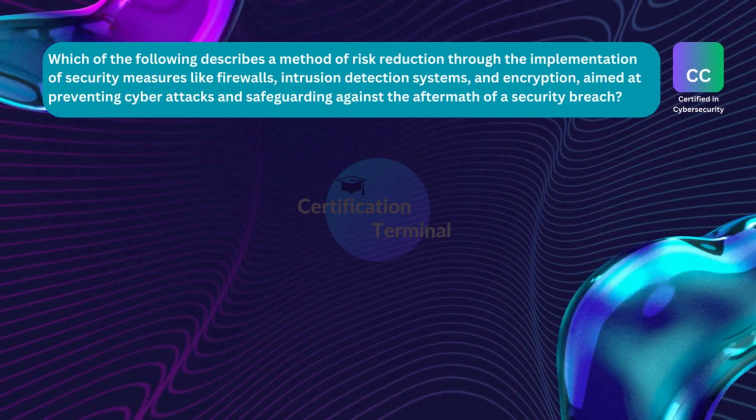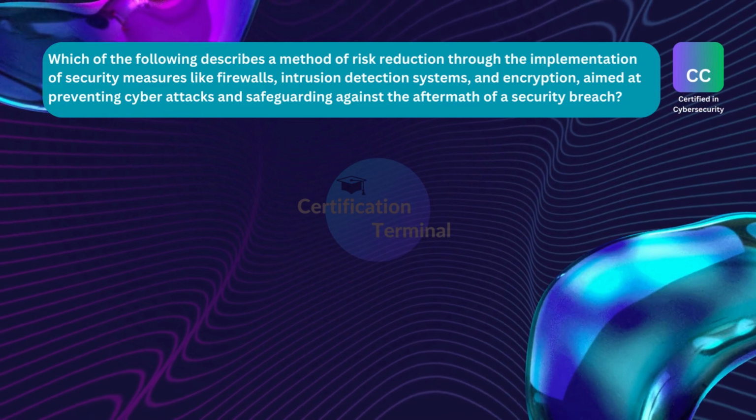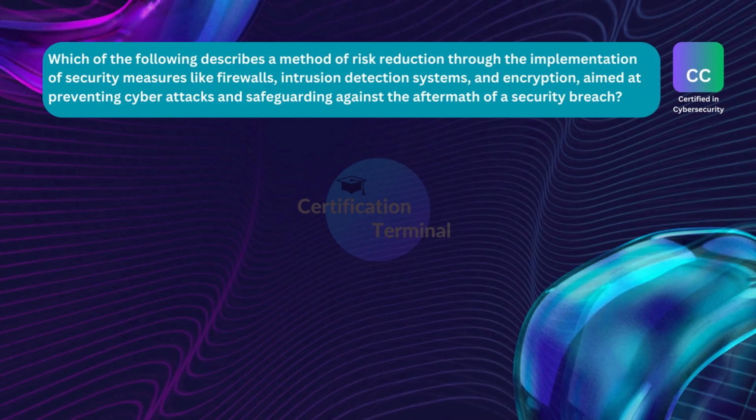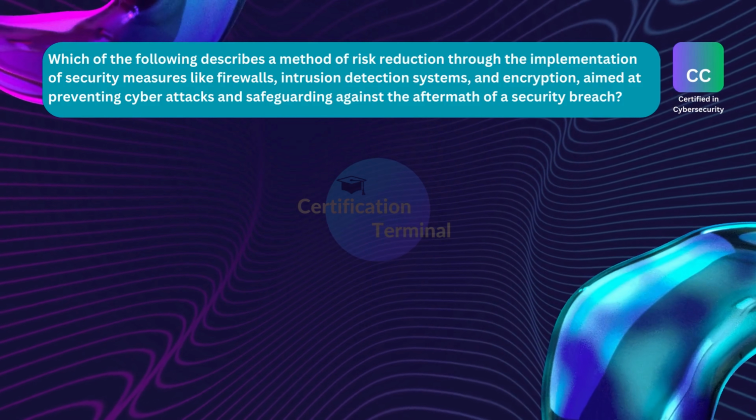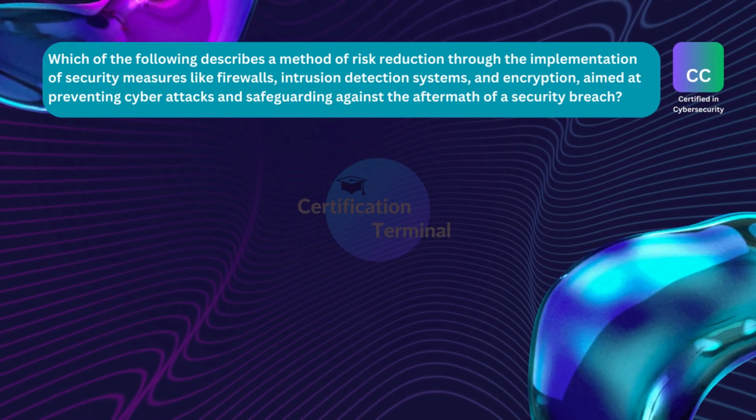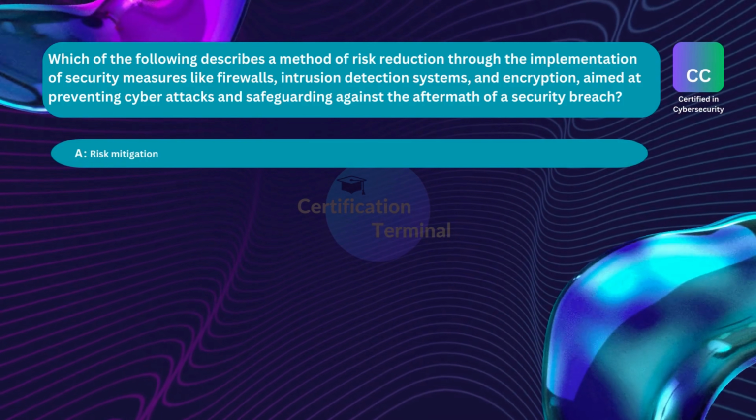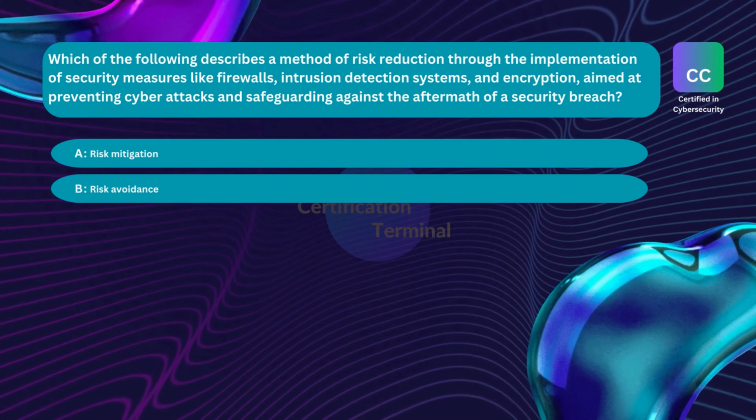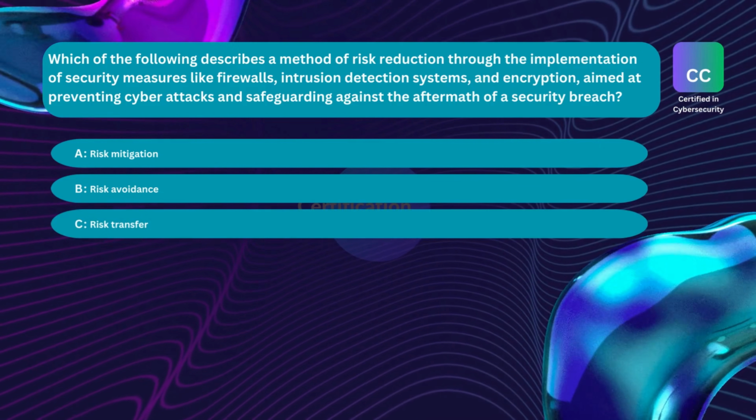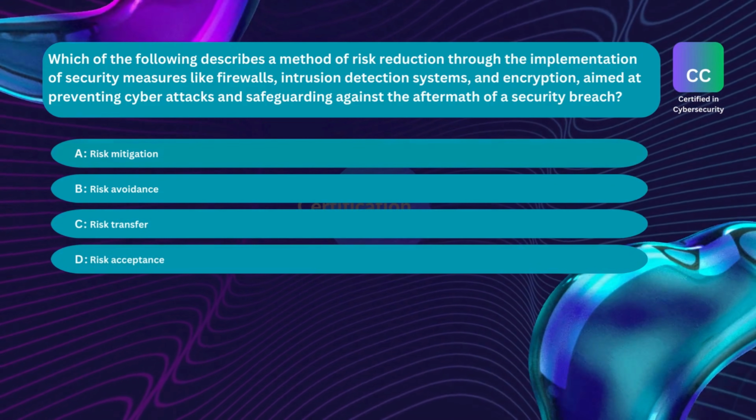Question number 8. Which of the following describes a method of risk reduction through the implementation of security measures like firewalls, intrusion detection systems, and encryption, aimed at preventing cyber attacks and safeguarding against the aftermath of a security breach? Option A, risk mitigation. Option B, risk avoidance. Option C, risk transfer. Option D, risk acceptance.